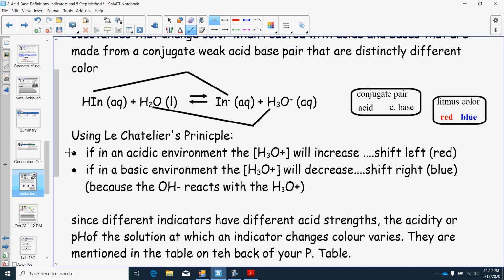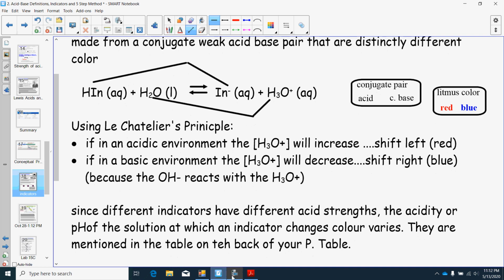Now, it's kind of neat because we can jump back and talk about Le Chatelier's principle with this. If you think about Le Chatelier's principle, it'll explain why they flip-flop back and forth. It's an equilibrium, so they're shifting left and shifting right all the time. If it shifts left, it's going to be red because it's producing more of this HIn. If it shifts right, it's going to be blue because it's producing more of this In negative.